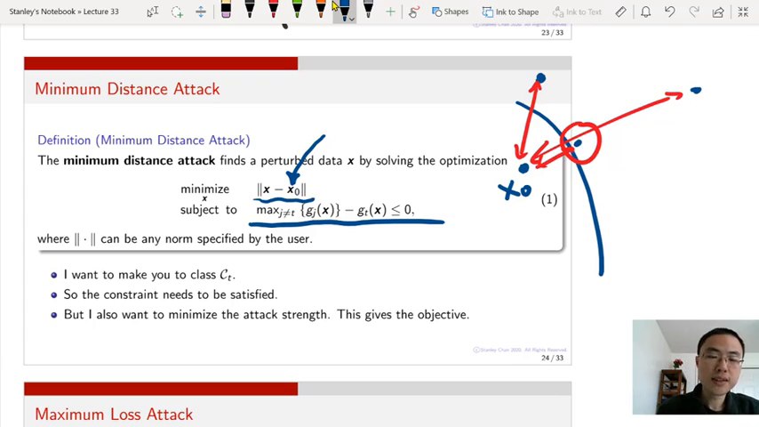And so if you can minimize this problem, then you will be able to perturb your data point from x0 to x. Okay, so this is the meaning of the minimum distance attack. It is one of the 3 attacks, and we will spend a lot of time discussing why this is a very useful thing to learn. And then we want to see how we can generalize this idea to the deep neural network forms of attacks.